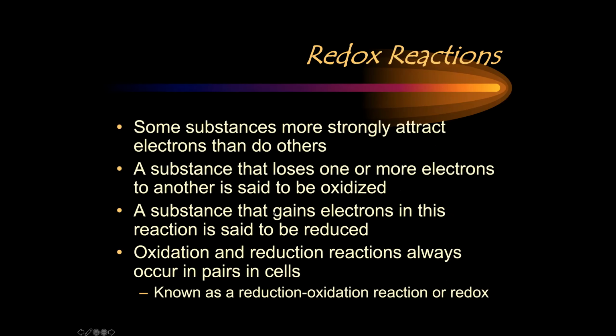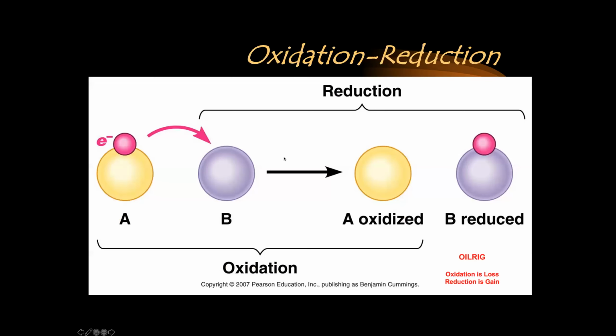So some substances attract electrons more strongly than others. A substance that loses an electron is said to be oxidized. If it gains an electron, it's said to be reduced. And these reactions, oxidation and reduction, always occur in pairs. And as I said, they're known as redox. So let's visualize this. It's really important that you understand how it works.